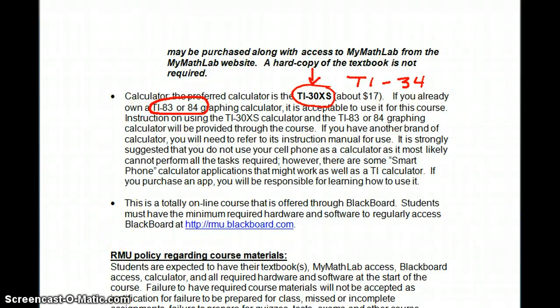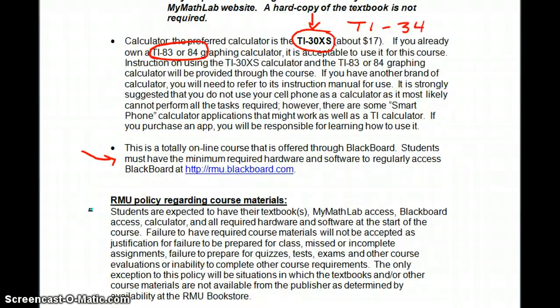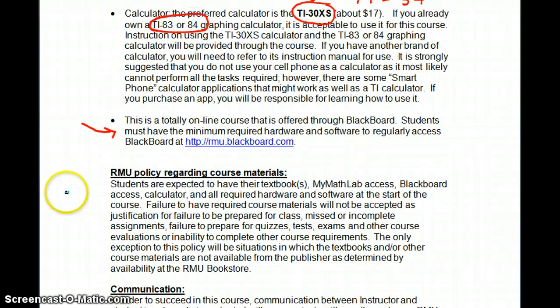As you know, this course is offered totally online and it's offered through Blackboard. So you have to make sure that you have the minimum required hardware and software on your computer in order to access this course at all times. Failure to do so is telling me that you are unprepared for class, so make sure that that is not happening.